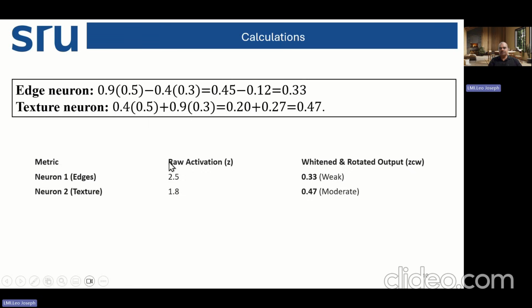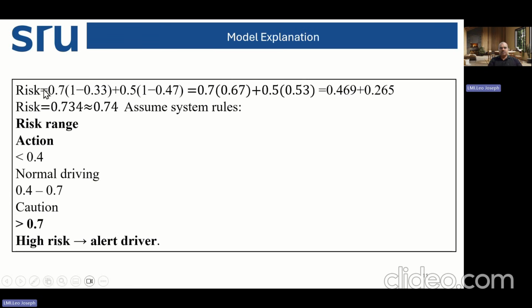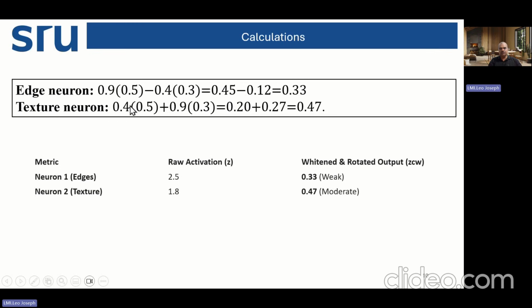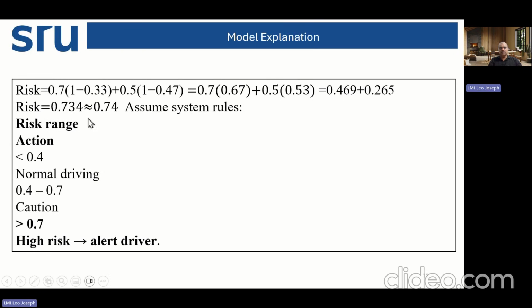These things, let it be. And what I am doing is, risk is nothing but 1 minus the learned values. So 0.7 and 0.5. These are the two things. This is the concept weights computation. These weights are assigned by the computation algorithm. So 0.7 into 1 minus 0.33 plus 0.5 into 1 minus 0.47. So what is the value we will get? 0.469 plus 0.265. The value will be 0.734, which is approximately equal to 0.74.